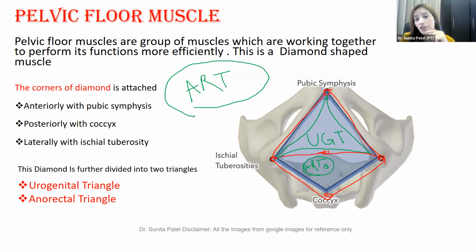Same way, if my patient is suffering from a sexual problem, that is not around the anorectal area. In the case of females, it is around the vagina, so that is the urogenital triangle. If there's urine incontinence, that is also a case of the urogenital triangle. This is how we divide this diamond into two triangles: upper urogenital and lower anorectal.